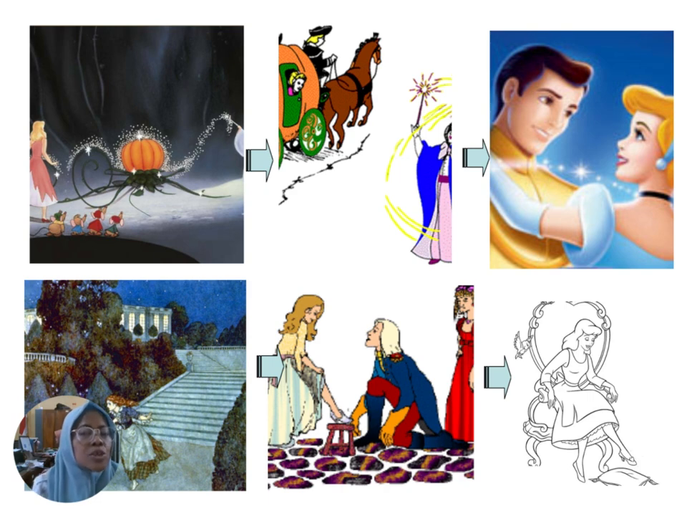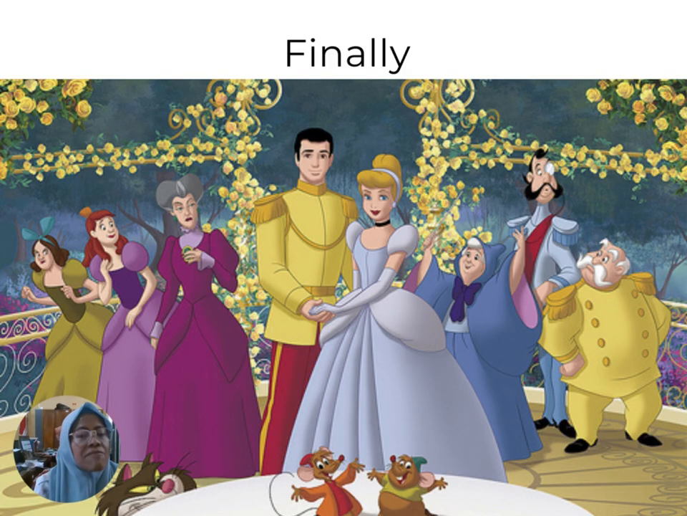The prince chose Cinderella to dance with him, and then after the clock struck 12, Cinderella ran away and left one of her shoes, and the prince wanted to find out who Cinderella was, who had danced with him. Then they found out that Cinderella is the one who matched the shoe. And finally, what happened? Cinderella and the prince lived happily ever after.